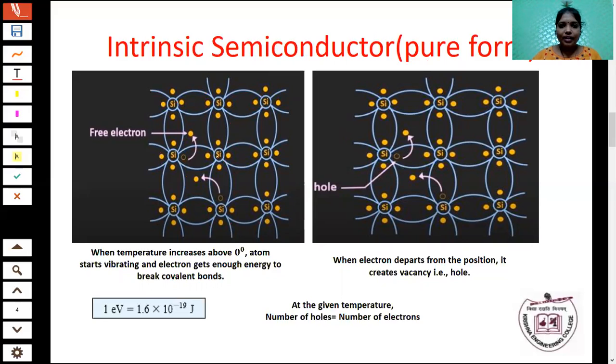For silicon, you know that any semiconductor material has 4 valence electrons in the outermost shell. The intrinsic semiconductor is the pure form of semiconductor. Here I am not going to add any impurities. Simply I am considering only the silicon material. When the temperature is 0 degree Kelvin, at that time the semiconductor acts as an insulator. Insulator means the material which does not conduct. The conductivity is very low and the resistivity is very high. At 0 degree Kelvin, the semiconductor acts as an insulator.